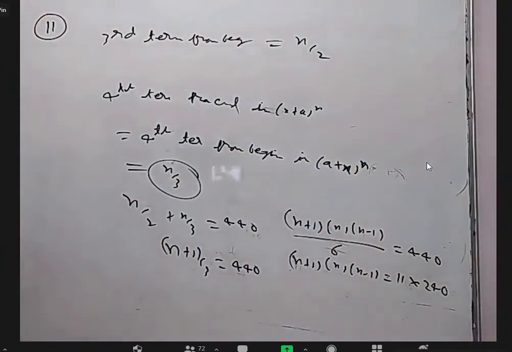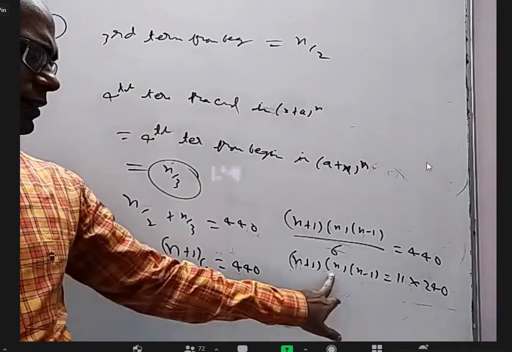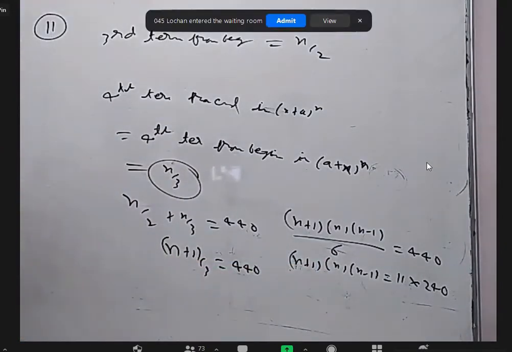like 11 into 240, and 11 is a prime number which cannot be broken. So maybe any one of them can be 11 or 22 or something like that. And 0 is also there. Is it 10 into 11 into 12? No, no. It cannot be 11 into 12 into 13. Then how will it come?